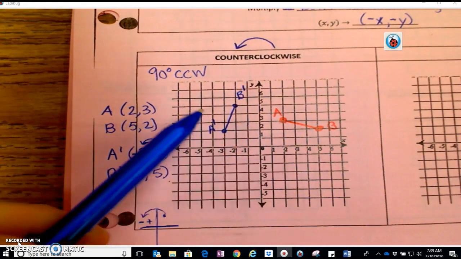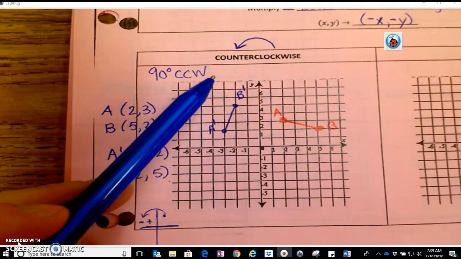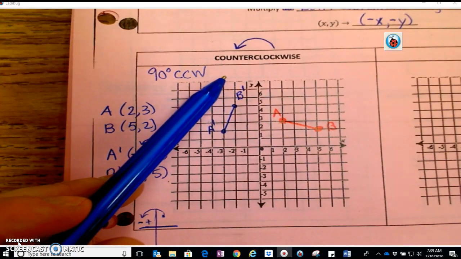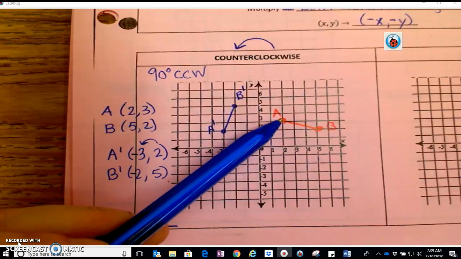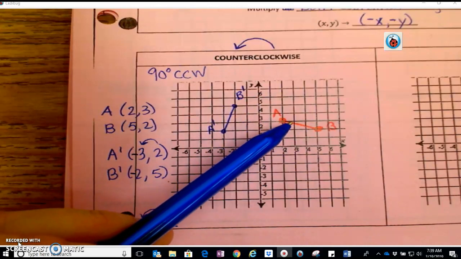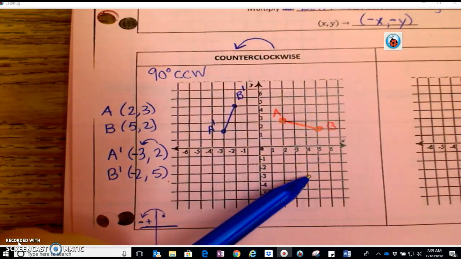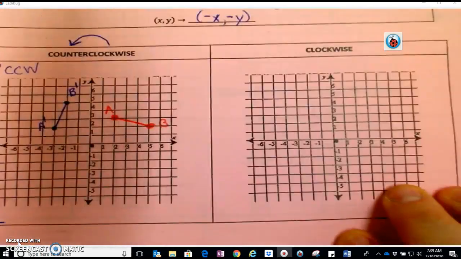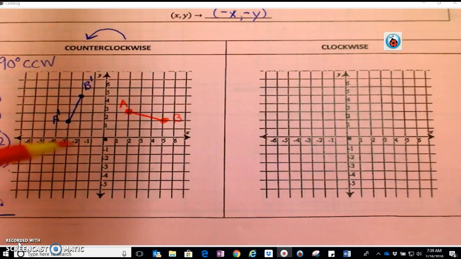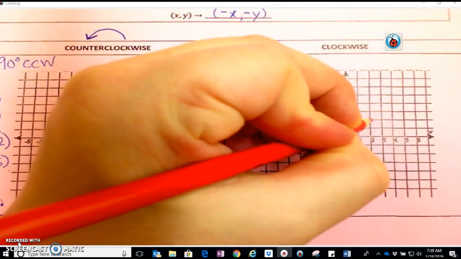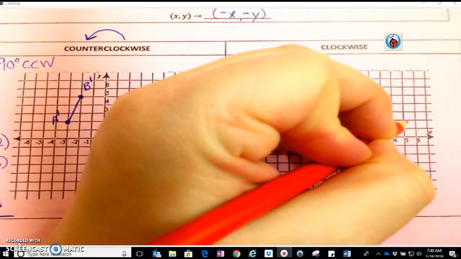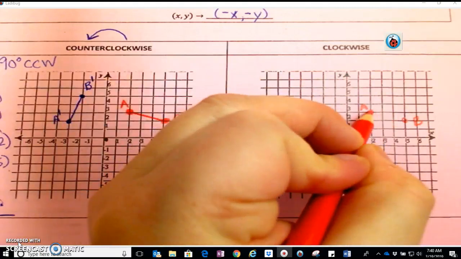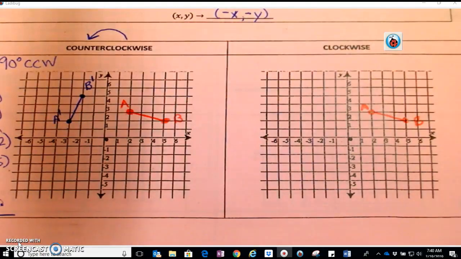All right, and this would also be the same as if it were a 270 degrees counterclockwise. Sorry, just kidding. 270 counterclockwise would end up over here. All right, I'm going to focus on just the 90 counterclockwise. Okay. All right. So let's take that same set of lines. So we had 2, 3. That was A. And 5, 2. That was B. And there's our line segment.